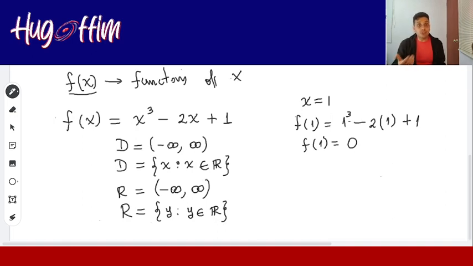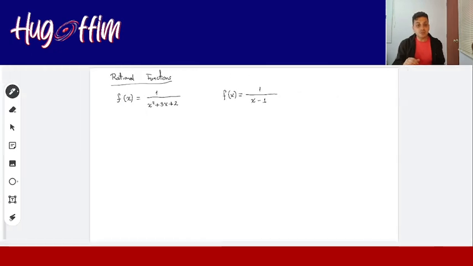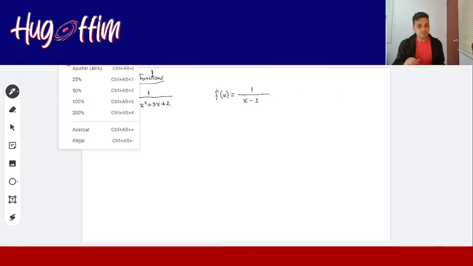This is our first type of function. For polynomial functions, all real numbers applies when the degree is odd, for both range and domain. However, if it's even, like x squared, we cannot say that. We need to use the graph, or other strategies that I'm not going to discuss in this video. Now, let's see what happens with other types of functions, like rational functions.